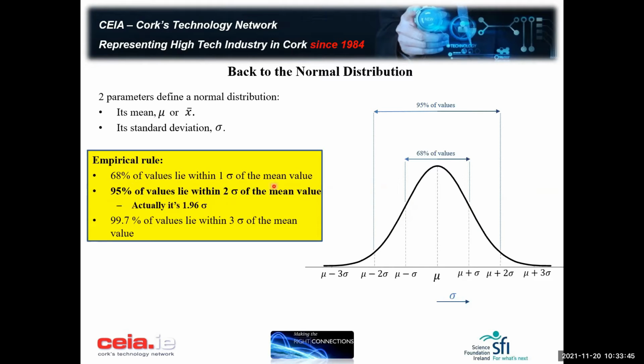This empirical rule, if you want to be strictly accurate, and you probably should be, it's not quite 2 standard deviations. It's 1.96 standard deviations. So you should remember that. But this empirical rule is used at least 50% of the time in exam problems.